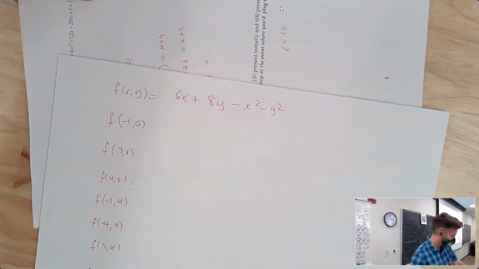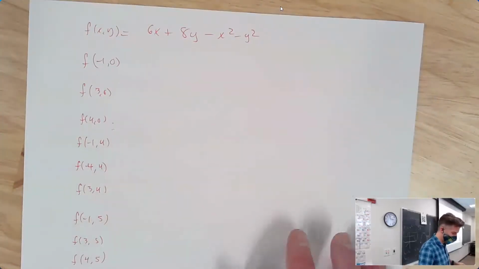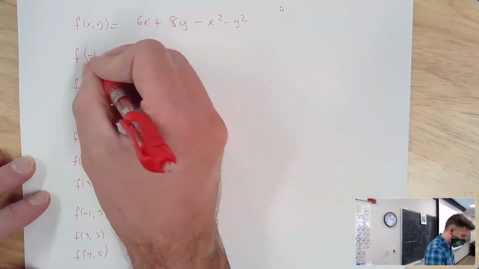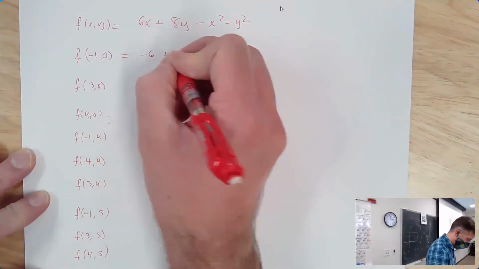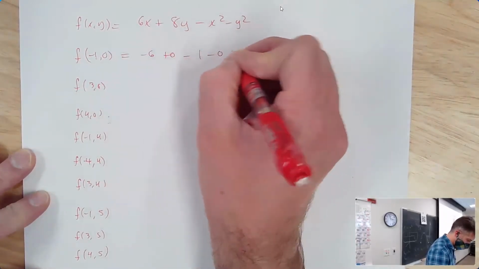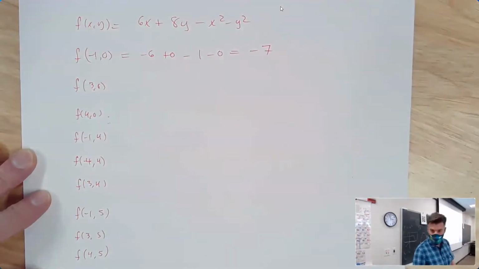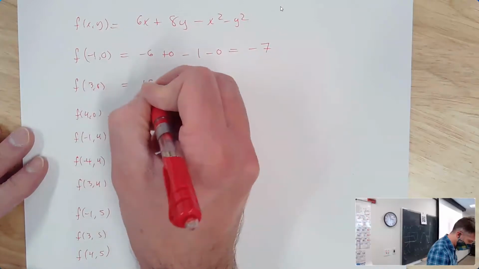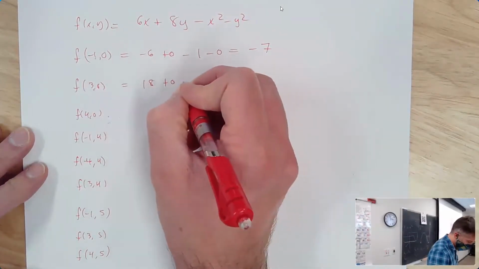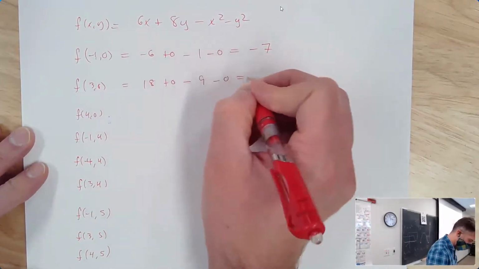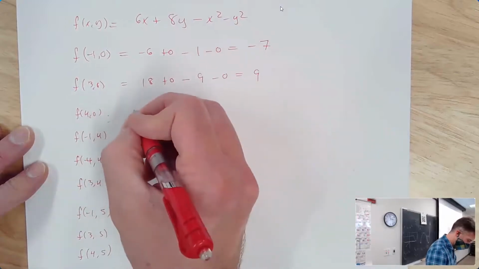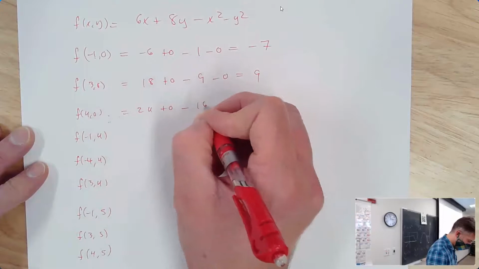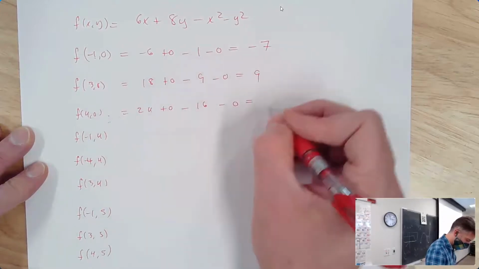This is where you hope they let you use a calculator. I mean, yeah, it's not like it's hard to calculate this. It's just not fun. So plugging it in, you get -6 plus 0 minus 1 minus 0. Okay, we got time to do this. Fine. Plugging in 3, 0, you get 18 plus 0 minus 9 minus 0. That's going to be 9. Plugging in 4, 0, you get 24 plus 0 minus 16 minus 0 equals 8.